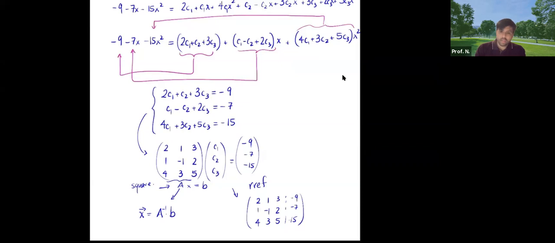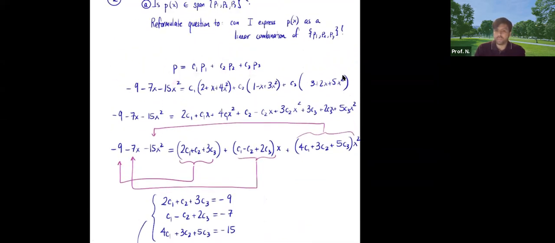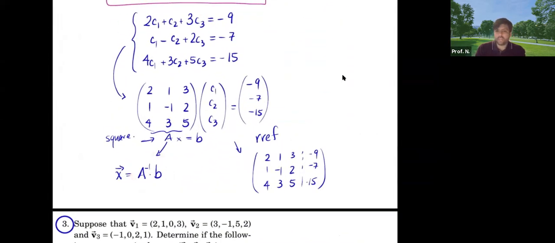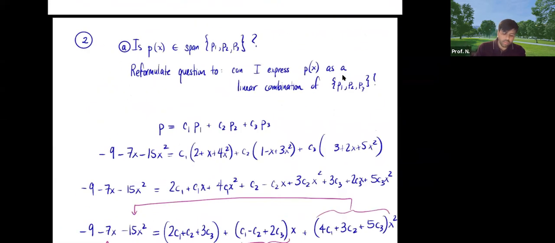So if there is a solution, meaning this matrix is invertible, then boom, we got the coefficients. What does that mean? P is in the span of P1, P2, P3. If in our attempt to take the inverse of A and multiply there's some error, what does that mean? The system has no solution. If there is no solution to the system, that means there are no C1, C2, and C3 that can help express P as a linear combination of P1, P2, P3.